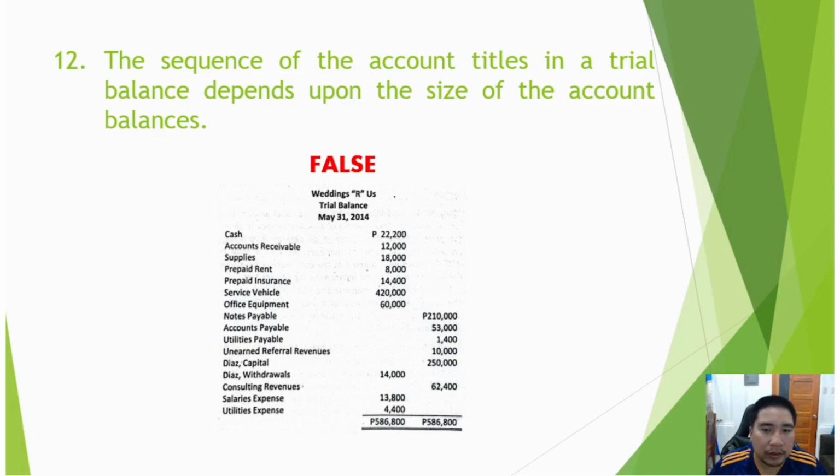So no, the sequence does not depend on the size or the amount of the account balances, but normally they are sequenced based on the numerical code that is assigned to each account, and that can be found or seen in the company's or the business's chart of accounts.